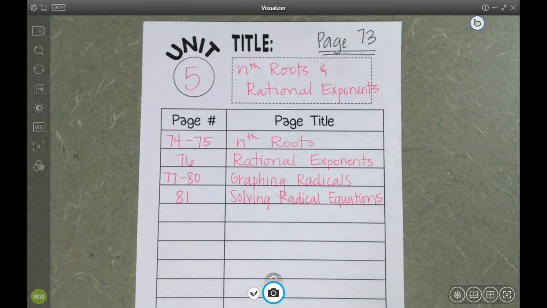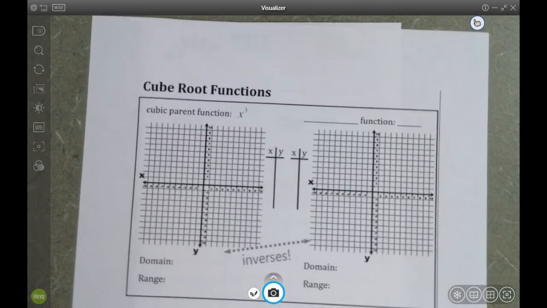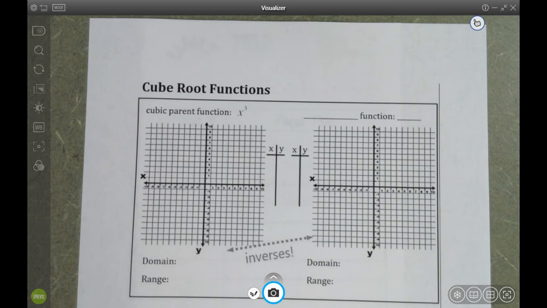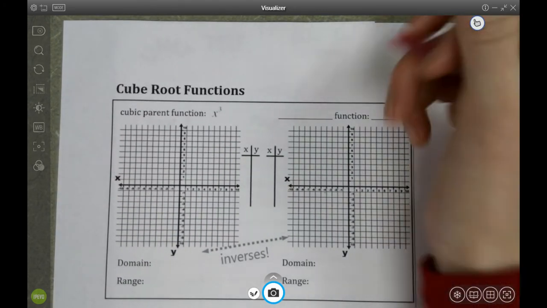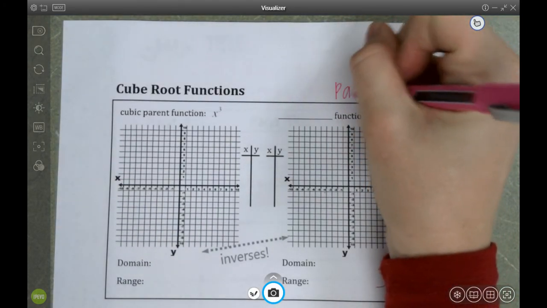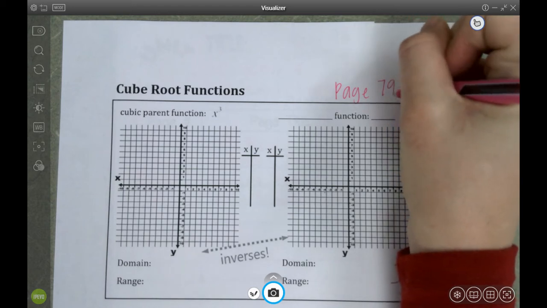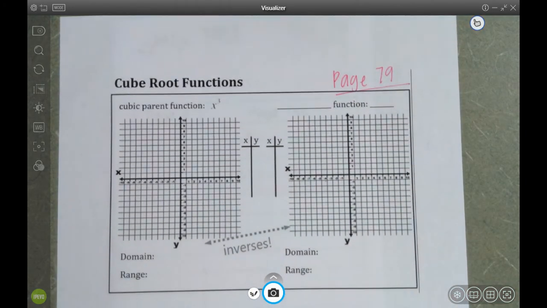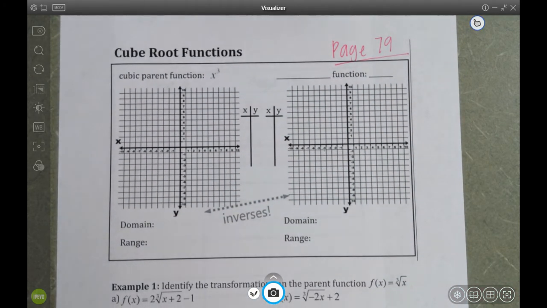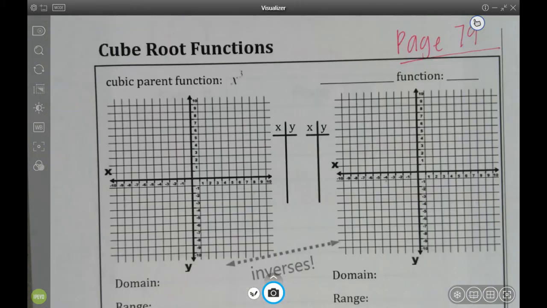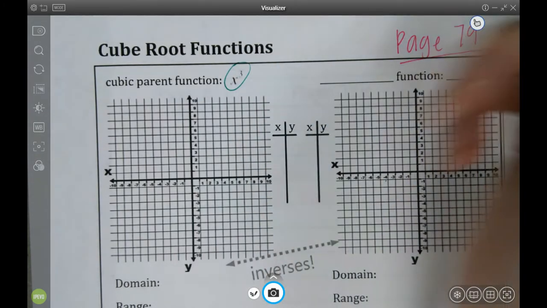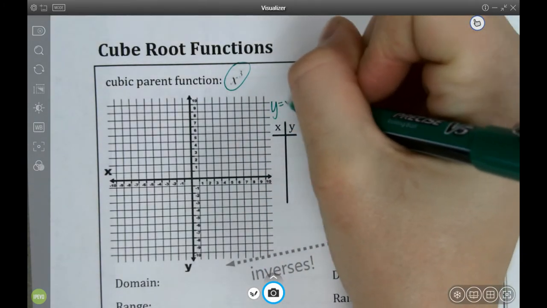All right, so from your sleeve of notes, you should have a pink page that looks like this. Gonna grab that. It's gonna go on page 79. All right, so we're gonna graph the equation y equals x cubed.